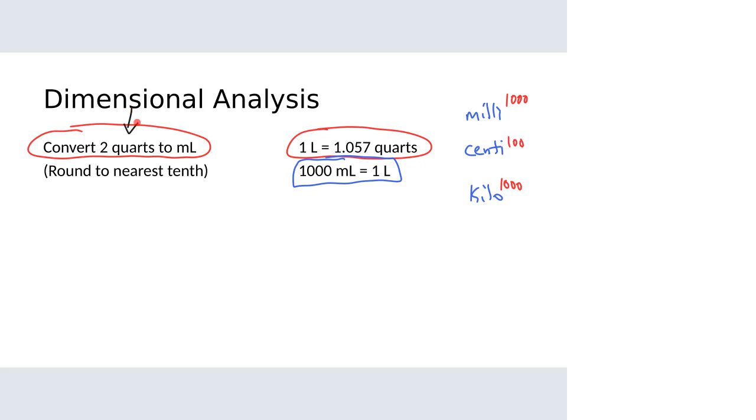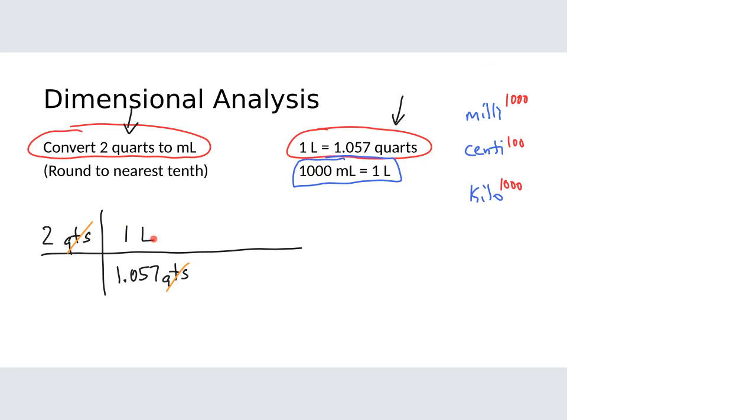We start out with the thing we've been given, the 2 quarts. Set up our scaffolding and start converting. We're going to use a unit fraction to convert this thing. And the only unit fraction I have that involves quarts is right here. I have 1.057 quarts is 1 liter. And what I'm going to do is put my 1.057 quarts on the bottom because I want quarts to cancel. I want these quarts on the top and the quarts on the bottom to cancel. And so my 1 liter goes on the top.